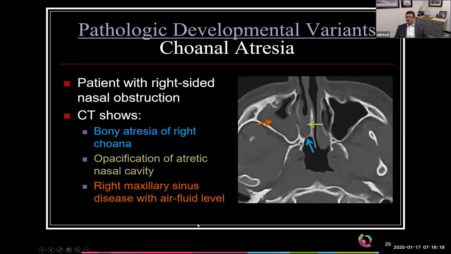So here's an example of bony atresia. So the left nasal cavity is normal, widely patent, nice and wide. On the right, you have the bony atresia with some layering fluid and debris, as well as some layering fluid and debris within the right maxillary sinus.